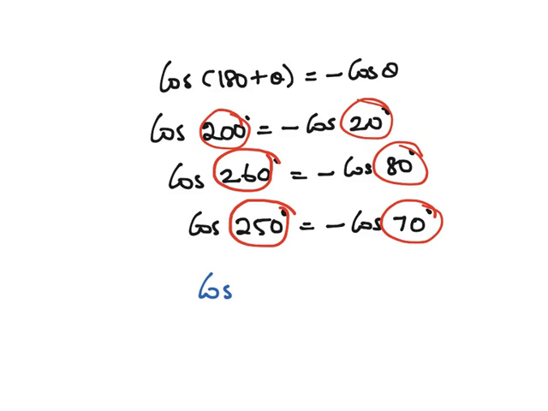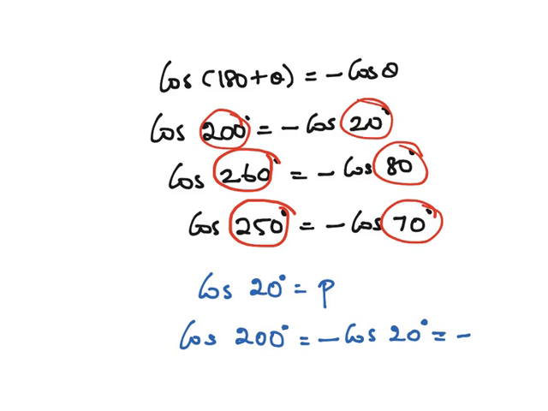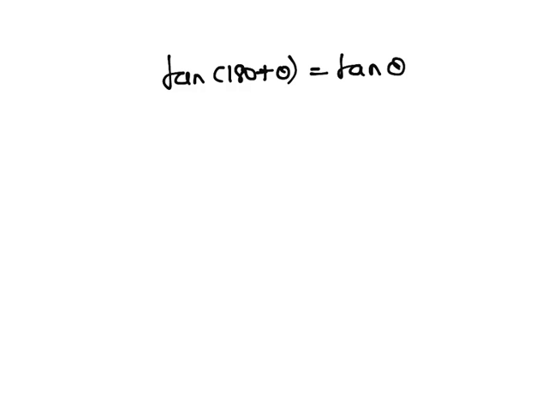So what it means is, let's say cos 20 degrees equals P, and if they ask you what is the value of cos 200 degrees, you can see that the difference between 200 and 20 is 180. So obviously cos 200 degrees will be equal to minus cos 20 degrees, which is equal to minus P, right? Good. Now tan 180 degrees plus theta will be equal to plus tan theta.